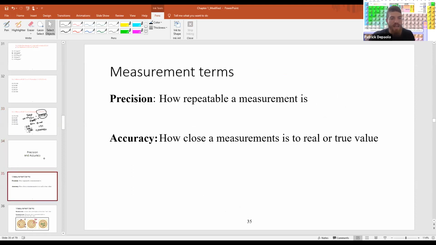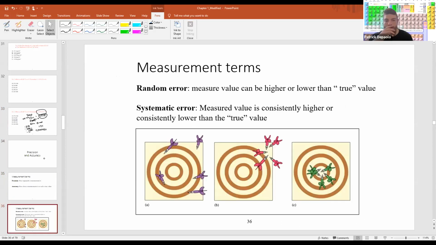All right, precision and accuracy. We'll go through this kind of quickly. Precision is how repeatable a measurement is. Darts is a great example, which is in the next slide. Accuracy is how close your measurement is to its real or expected value. So let's look at these darts, before we look at random and systematic error. I'm not going to really test you on this. It's just different types of error.